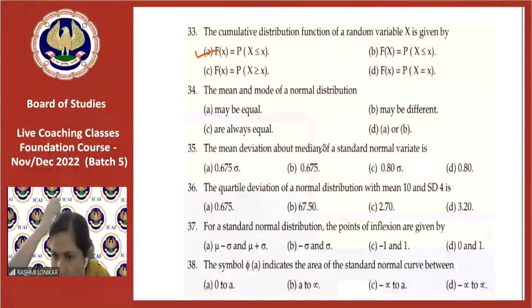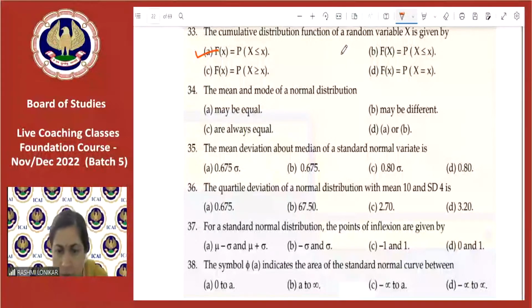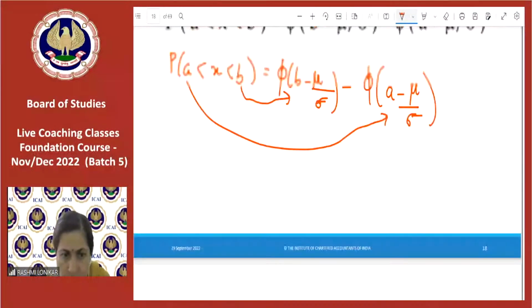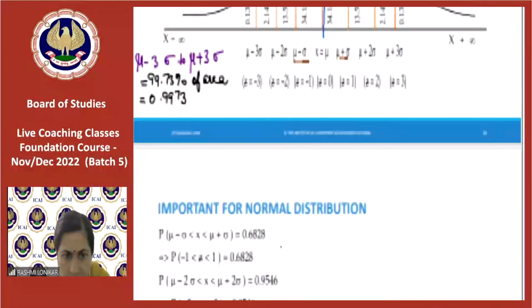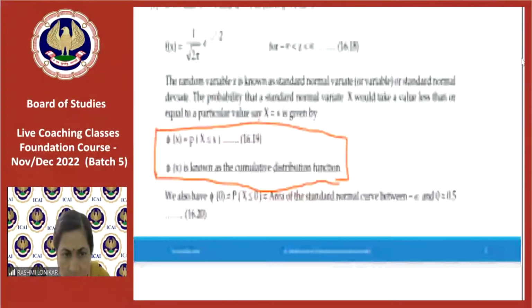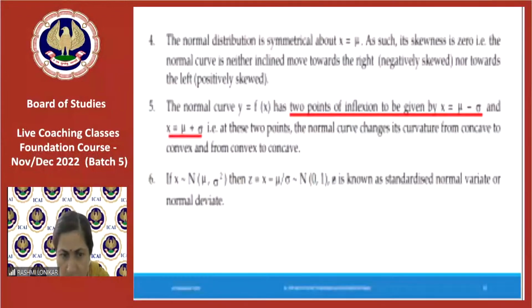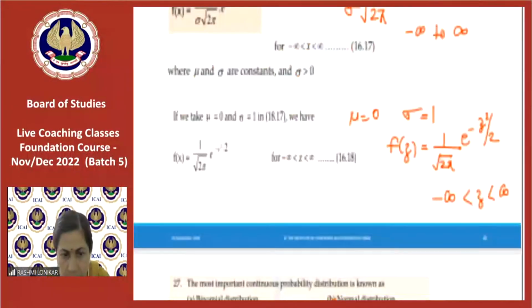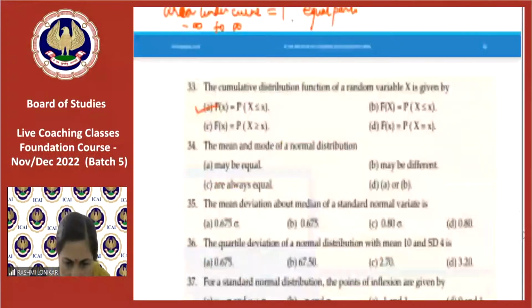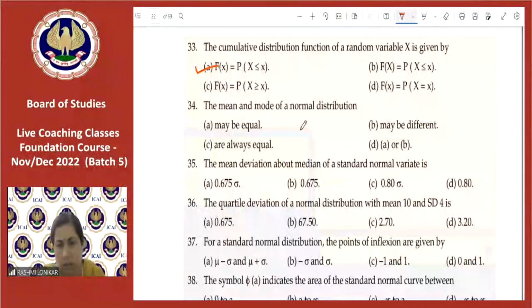With A and B, I don't know what difference they have given. I think there's some printing mistake, so they both are the same. Okay, it is capital X. P of capital X is less than or equal to small x. So A is the correct answer.